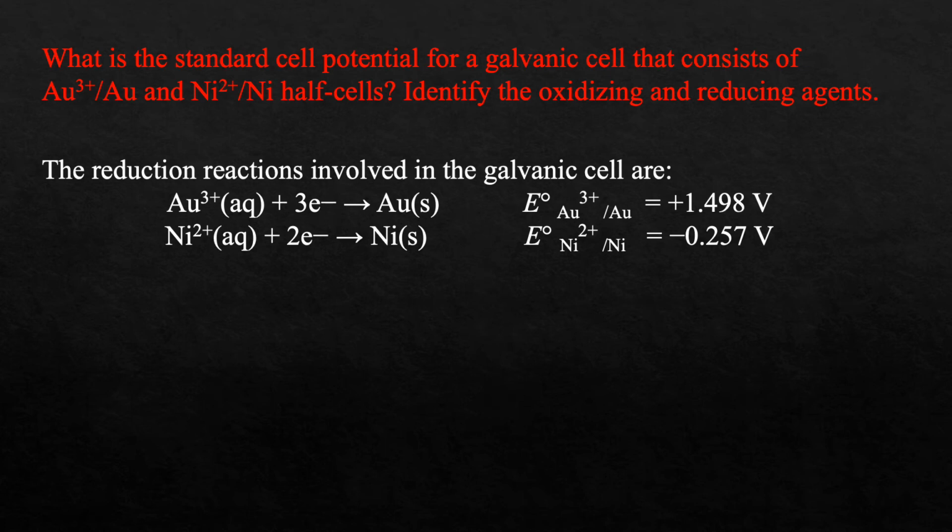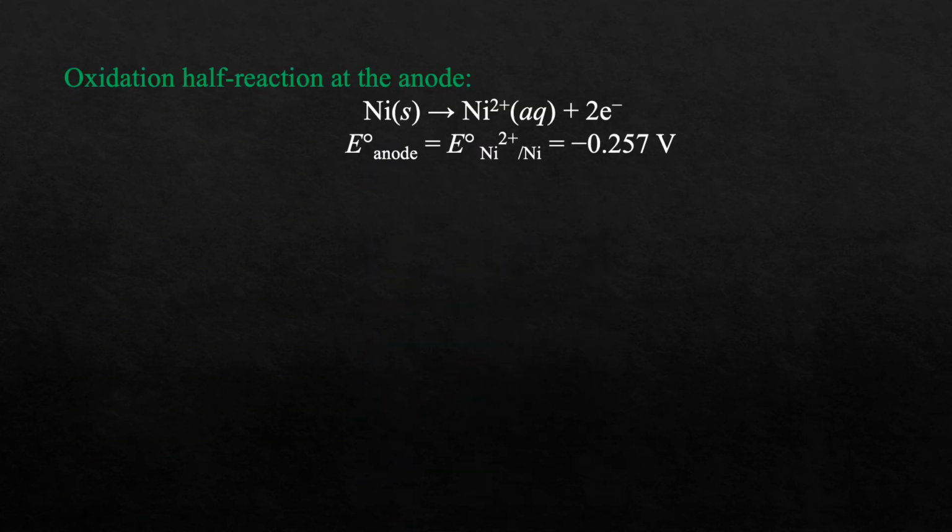For gold, the standard reduction potential is positive 1.498 volts, and for nickel, the standard reduction potential is negative 0.257 volts. Pay attention that galvanic cells have positive cell potentials and all the reduction reactions are reversible. The reaction at the anode will be the half reaction with the smaller or more negative standard reduction potential. So, we reverse the reaction at the anode to show the oxidation, but not its standard reduction potential.